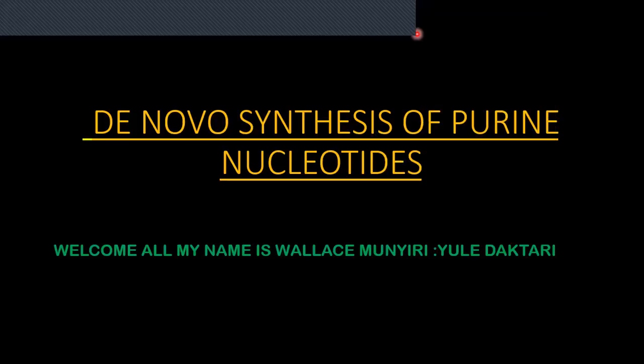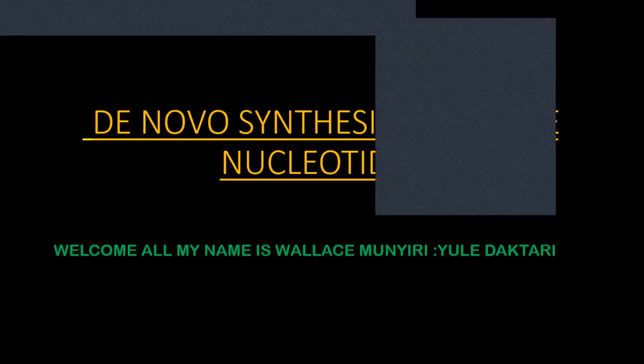Welcome. In this session, we are going to look at synthesis of purine nucleotides. And when it comes to the synthesis of purine nucleotides, you can either use the de novo pathway or the salvage pathway. In this session, I'll be looking at the de novo pathway. Okay, so the de novo synthesis of purine nucleotides. That is what I'll be looking at.